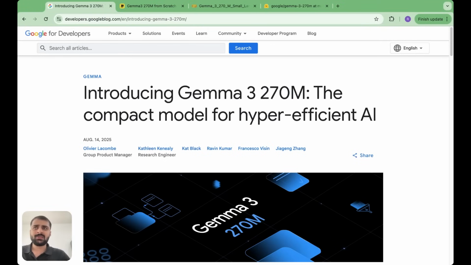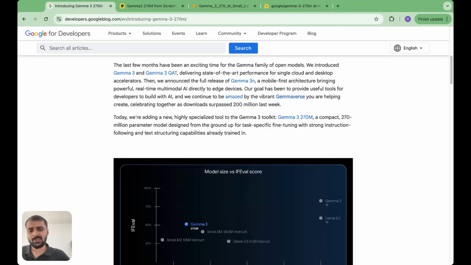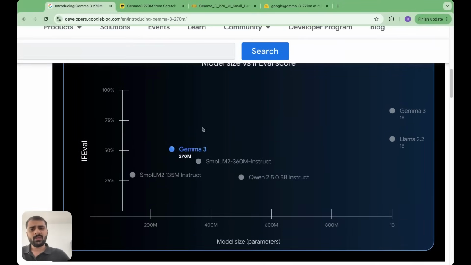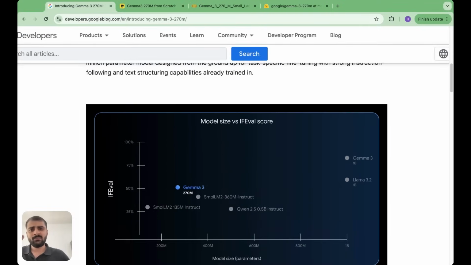The number of parameters in the GPT-2 smallest version was around 124 million. So this can be approximately considered to be in that range. And if you look at GPT-4, it is supposed to have about a trillion parameters, right? So this is multiple orders of magnitude smaller than large GPT based models and even Google's own Gemini models. So here you can see Gemma 3 270 million definitely comes in the small language model category.